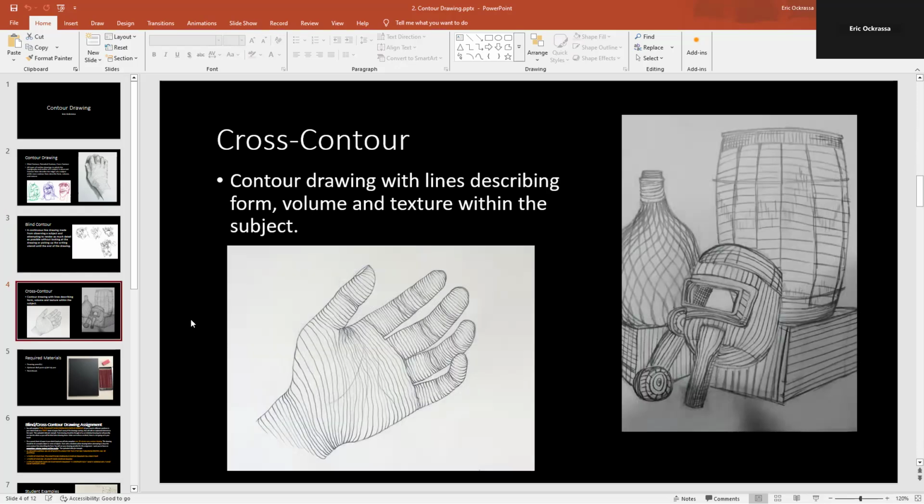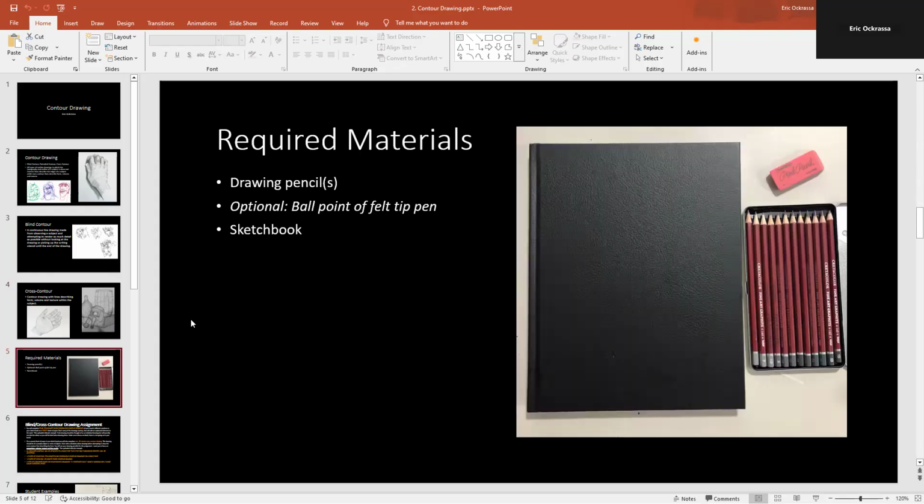A cross contour is going to be lines that describe volume or depth of a form. So it's actually the physical form of that object or form. And that's going to be a more extended drawing that we're going to be doing on this assignment as well.